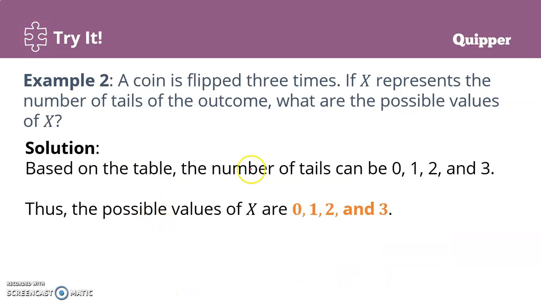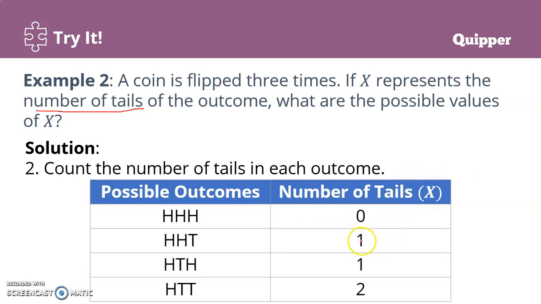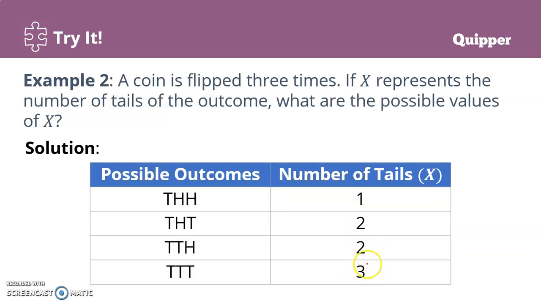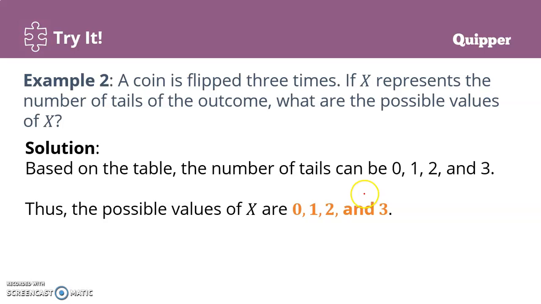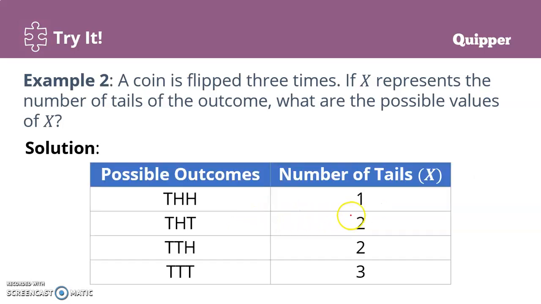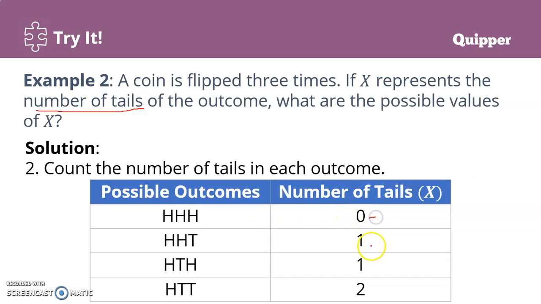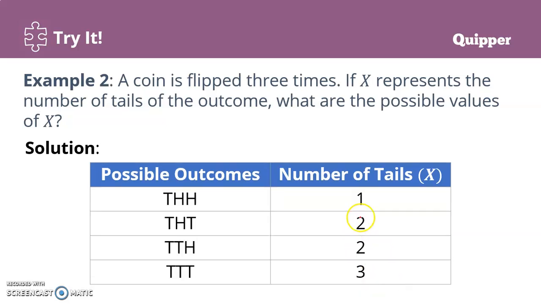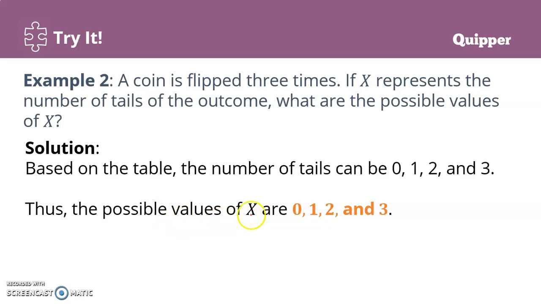Okay? So based on the table, the number of tails can be 0, 1, 2, and 3. Yung iba pa ulit-ulit na lang, no? May tatlong 1. So 1, 2, 3, may tatlong 1. So, isang beses lang yan isulat. Okay, so we are going to remove any duplications. So, the possible values of x are, ano ito? 0, 1, 2, and 3. Okay, so those are the possible values of x.